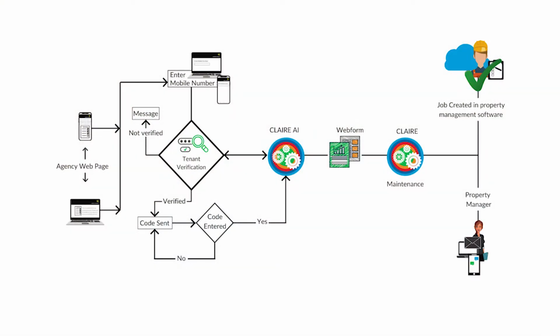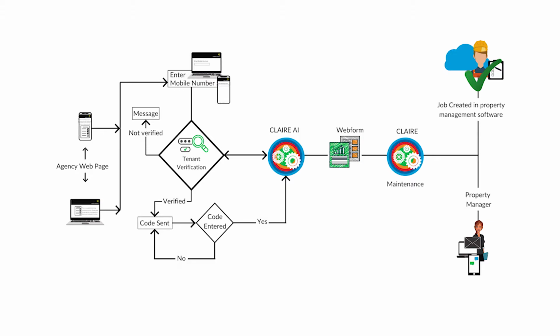So let's have a quick look at how that works. I've got a map of the workflow to show you. It looks a little bit like this. On the agency's website, your own personal branded URL, you'll have an embedded web form sitting in there, and that web form is from us.